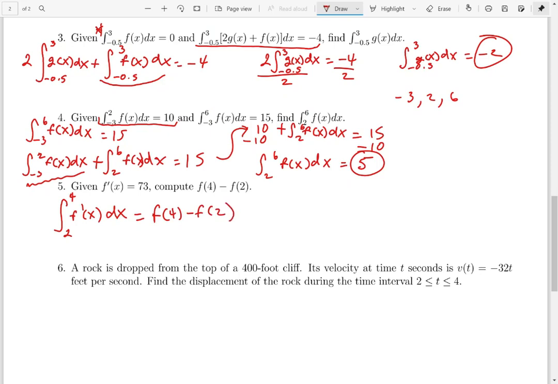So notationally, this is what we got going on. Well, but to do this, I need to recognize that, of course, my f prime is 73. So this is the integral from 2 to 4 of 73 dx. And so the antiderivative of 73 is going to be 73x. And then we have to evaluate from 2 to 4. And so this is then 73 times 4 minus 73 times 2. And so I get 146.